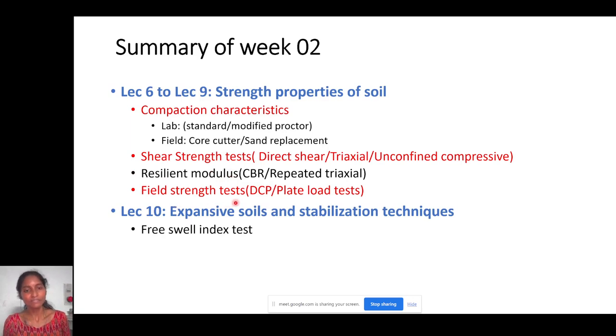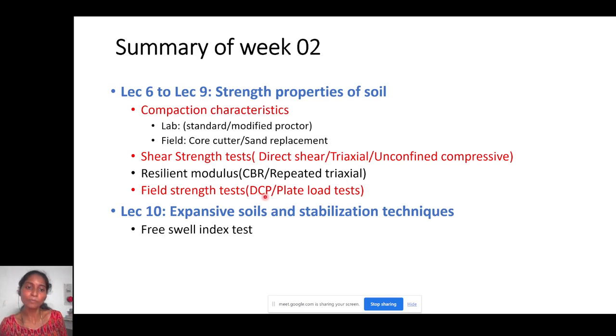Then the field strength test. Let us say you already have a constructed pavement, built over the past 5 or 10 years, and you want to know the strength of that layer. If you want to know the strength of the subgrade, sometimes what happens is that when you take the subgrade, it is not only one type of soil there. There could be different layers of soils. So how do we know where the layer thickness is changing?